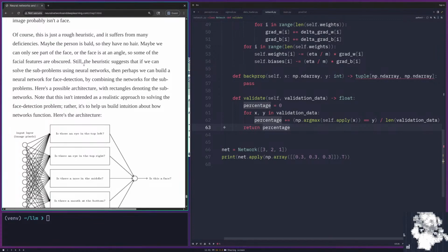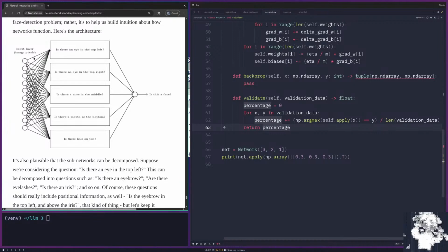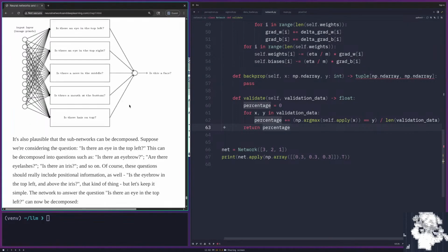Here's a possible architecture with rectangles denoting the subnetworks. Note that this isn't intended as a realistic approach to solving the face detection problem. Rather, it's to help us build intuition about how networks function. Here's the architecture. Input layer, image pixels. These go to a bunch of subnetworks for is there an eye in the top left, eye in the top right, etc., and that goes to a single output neuron that says, is this a face?